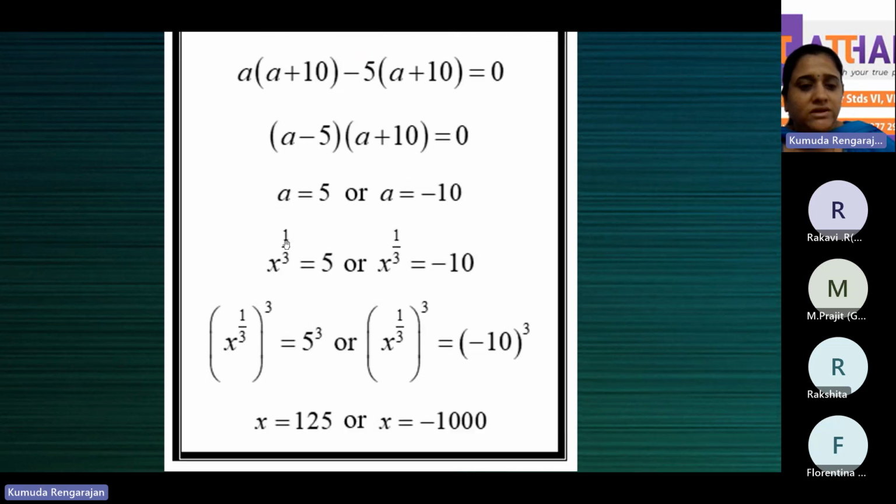So see, this whole thing to the power 3, 5 cube. Can you see this? This one to the power 3, this one to the power 3. Correct? So here what will happen? 1 by 3 into 3 is 1, right? So x you'll get. X is equal to 125. Here also 3 and 3 will get cancelled, because 1 by 3 into 3 is 1. So you'll get x is equal to minus 10 to the power 3, which is minus 1000. All right. Do this.